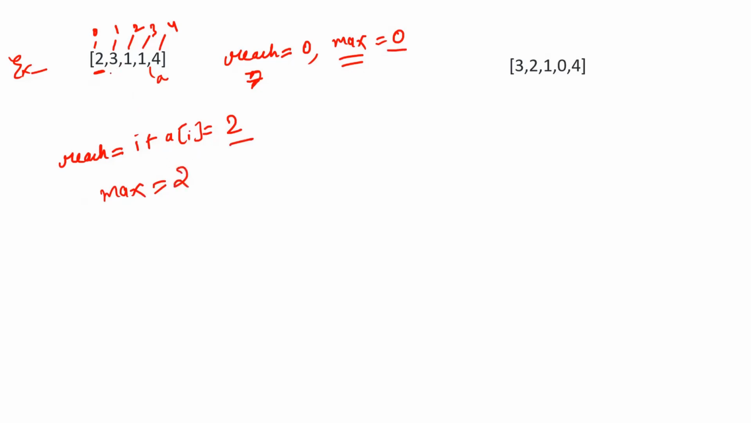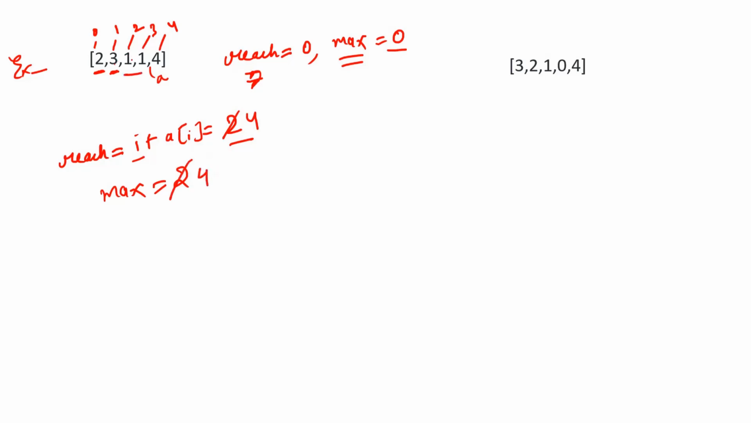The i value will be incremented. Now we can see 3 plus 1. See, i value is 1 and a of i is 3, so 3 plus 1, you will be getting 4. So reach is now 4. Again, you will be comparing. You can see 4 is greater than that of 2, so max will be 4 now.